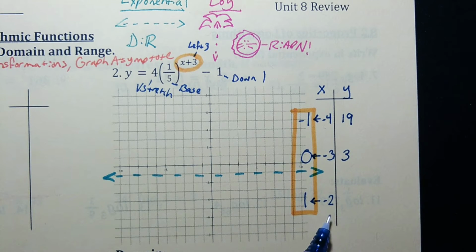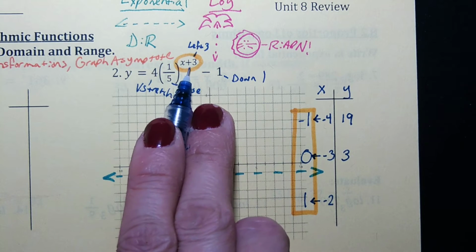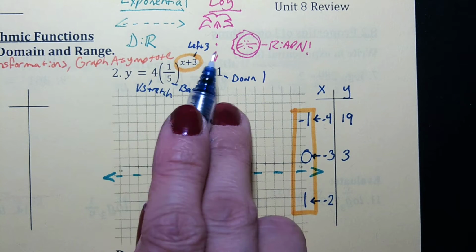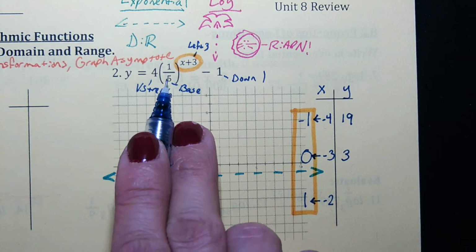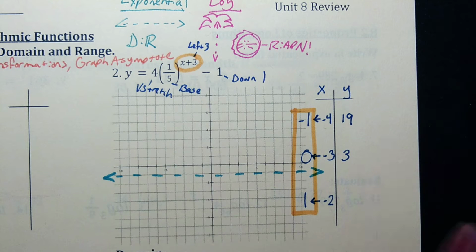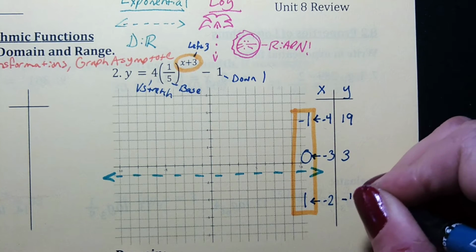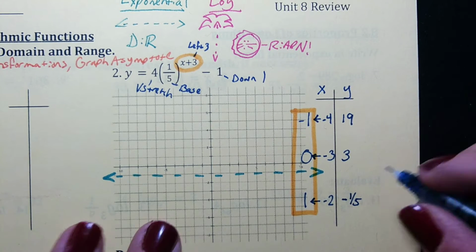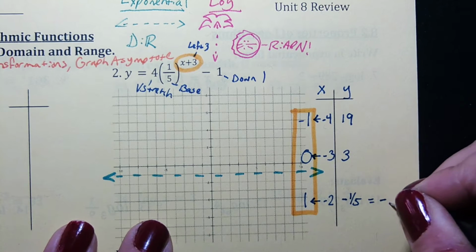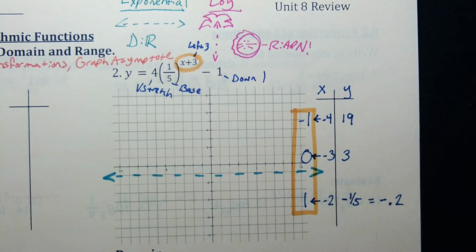Next up, we plug in negative 2 for x. Negative 2 plus 3 is 1. 1/5 to the first is 1/5. A fifth times 4 is 4/5. And if I have 4/5 of a pizza and I subtract 1, we have a negative 1/5 of a pizza. And if you were using your calculator, it's totally fine if you have a negative 0.2. Those are the exact same thing. So you can use your calculator or you can do it by hand. But make sure you are including all of those items.